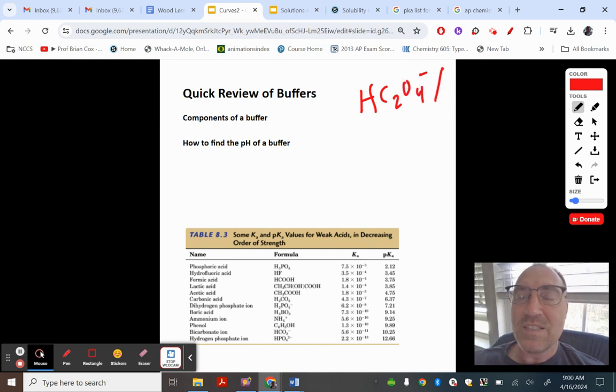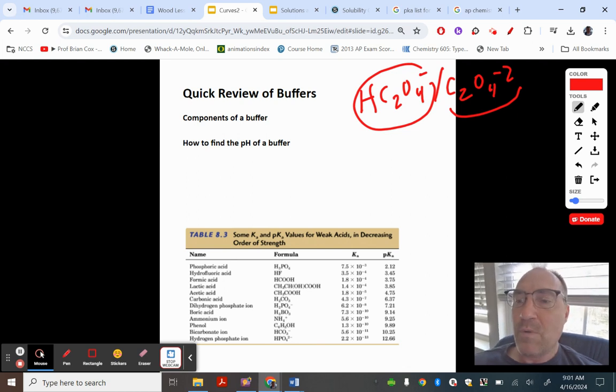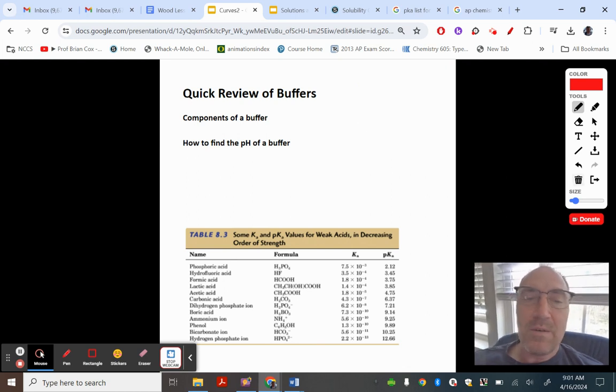HC2O4 minus and then C2O4 2 minus, right? So this is a weak acid. This is its conjugate base. That's how you recognize it right away, as you're going to see it has two components. Okay, so when you see these, jump right into this.